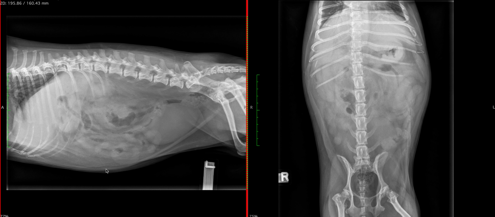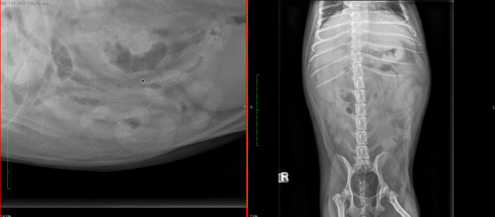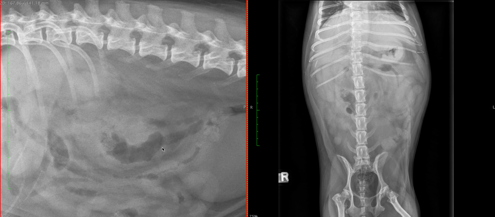There is mildly reduced serosal contrast in the cranioventral abdomen, where we observe thin strands of soft tissue settled along the falciform fat. We observe slightly similar changes, but less conspicuous, in the retroperitoneal space.